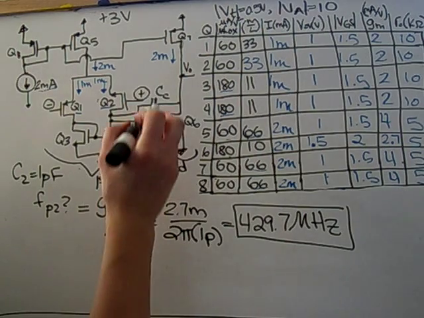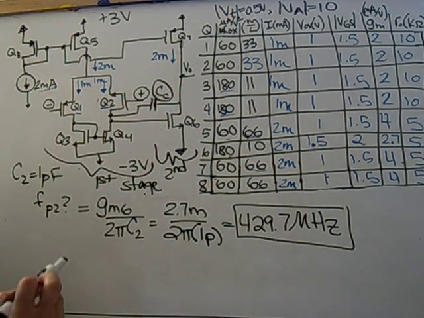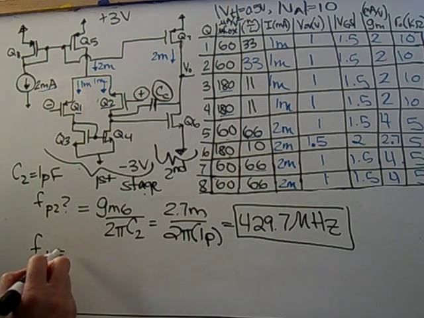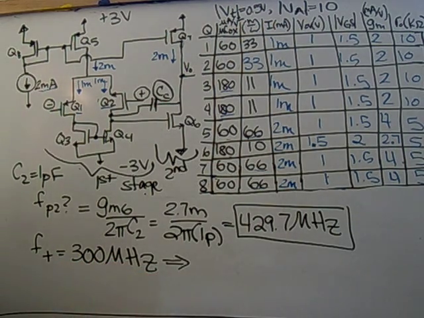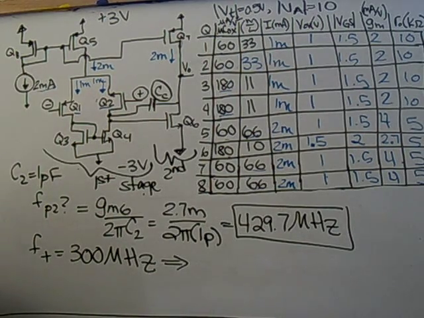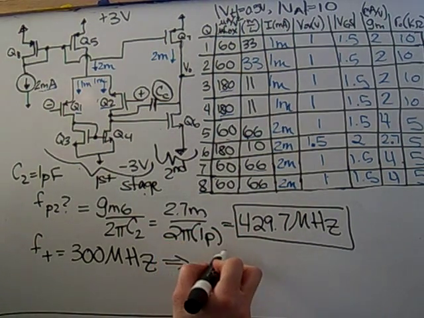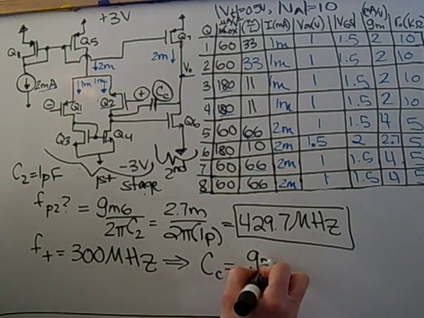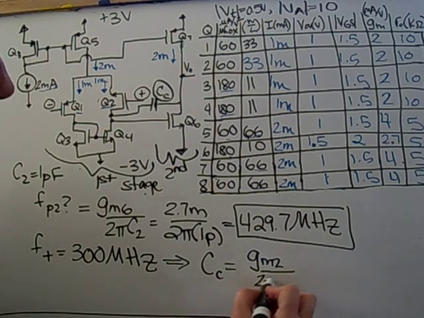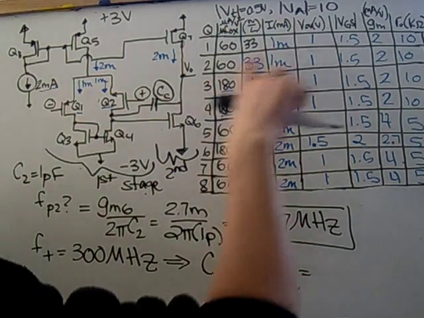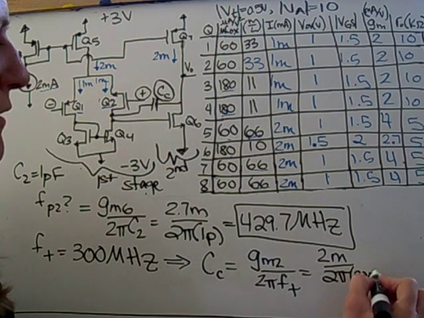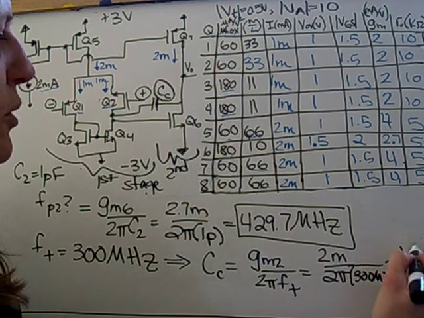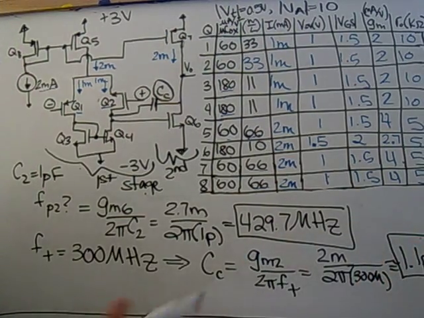We want to also design this to give us a compensation capacitor value so that F of t is going to equal 300 megahertz. So F of t and the compensation capacitor are related by Cc being the small gm2 all over 2 pi F of t. So gm2 was 2 milli and 300 megahertz for F of t, and that gives a value of approximately 1.1 picofarad for the compensation capacitor.